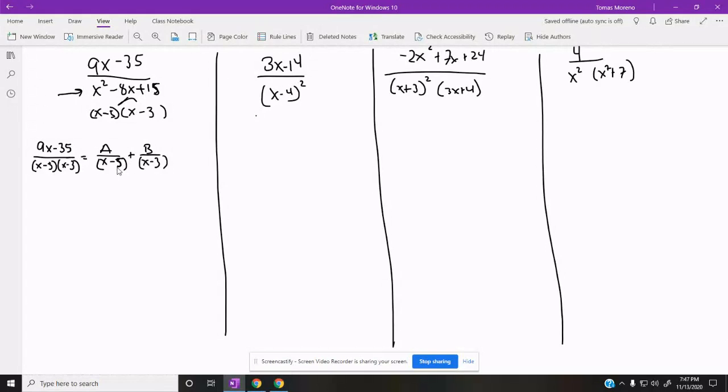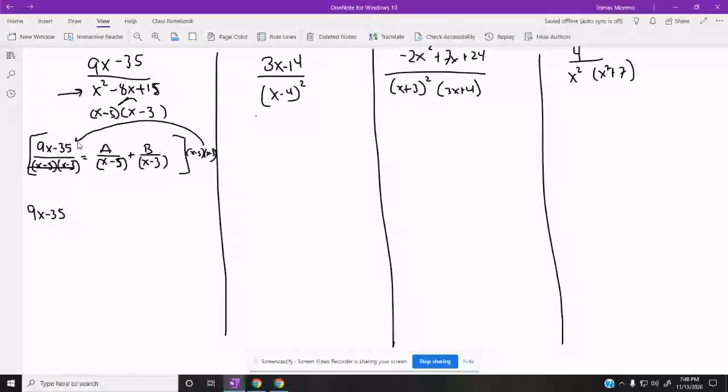What I'm going to do now is try to get rid of this fraction, so I don't want this. I'm going to multiply everything by (x - 5)(x - 3). So I'm multiplying everything, and what's going to happen here is these cancel out and just leave me 9x minus 35.